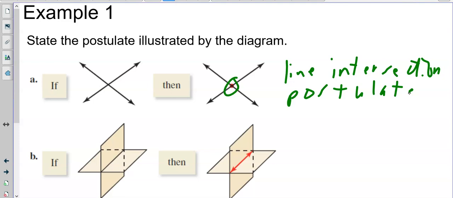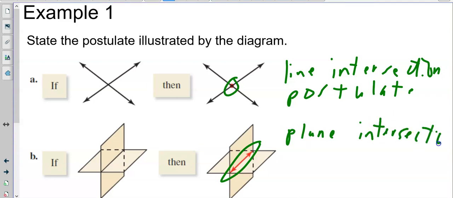All right? If you have 2 planes, and then you see this red arrow here, that is basically saying if the 2 planes intersect, they're intersecting on a line. So that one is called the plane intersection postulate. Not very creative.